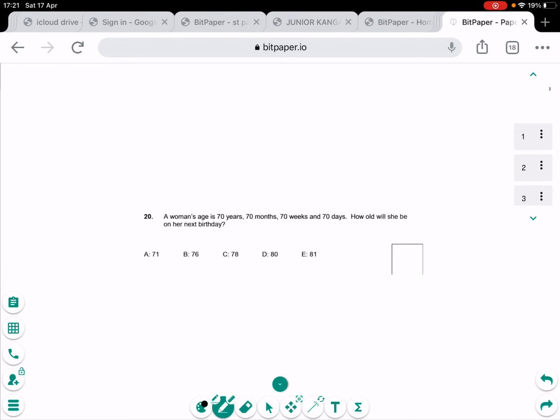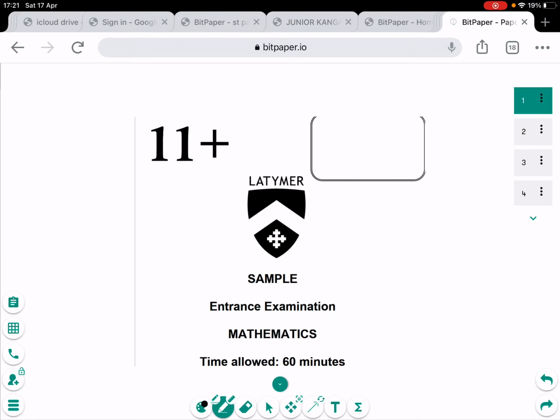Hello guys, it's Tiny here, and today we will be looking at a new paper, which is 11 plus and 13 plus, but not the simple ones. So it's the Latimer paper, the Latimer sample paper.